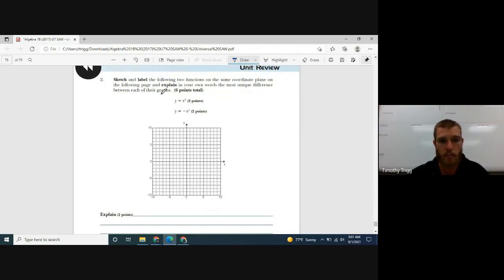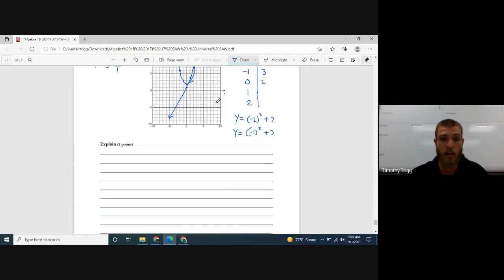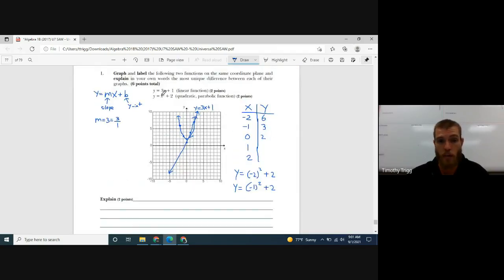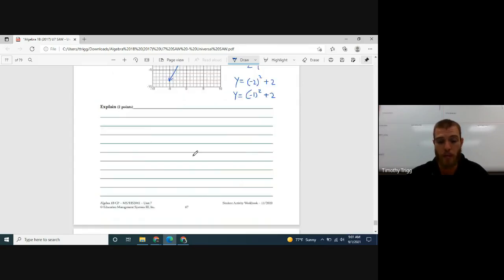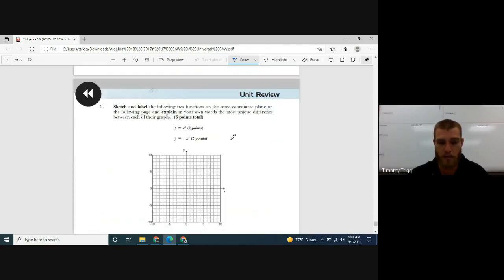Number 2 is basically the same question. We just have two different equations here. So here we have y equals x squared and y equals negative x squared. Now, hopefully you know that since they have x squared as their highest power, both of these will produce parabolas. Just like the second equation up here, where x squared was its highest power, that produced a parabola. So both of these will be parabolas.